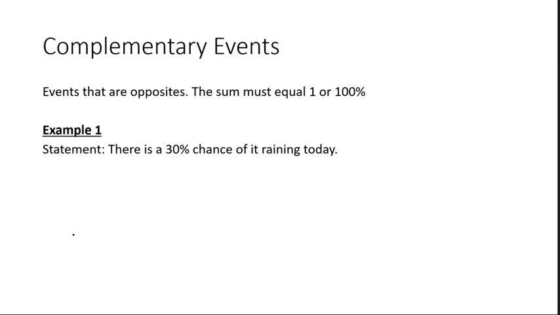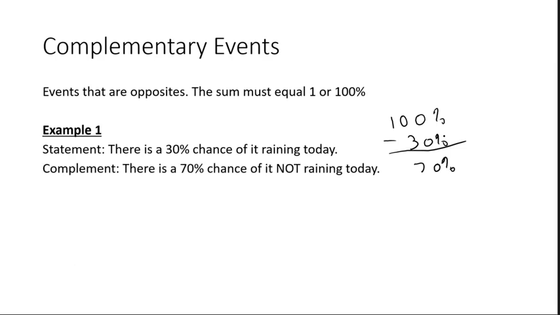So the complement would be the opposite. So what are the chances of it not raining today? So if there's a 30% chance of raining, you'd have to subtract this from 100% to get the complement, which is 70%. So we can say that there's a 70% chance of it not raining today. Because when you add these together, 30 plus 70, that gives you a 100% chance.